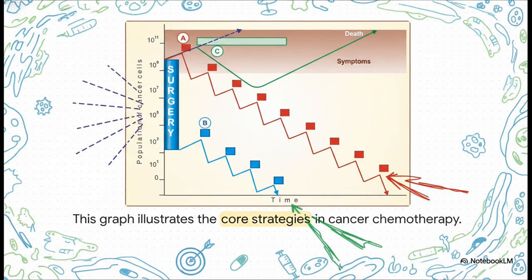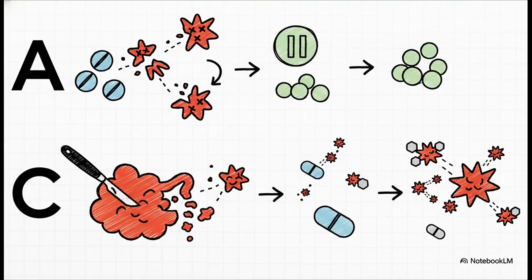It shows you the number of cancer cells over time, and these lines, A, B, and C, represent our main strategies for getting that number all the way down to 0. So look at path A. This is our most successful approach. We hit the cancer hard with a combination of drugs. Then we pause. We give the body a rest, let the normal cells recover, then we hit it hard again.